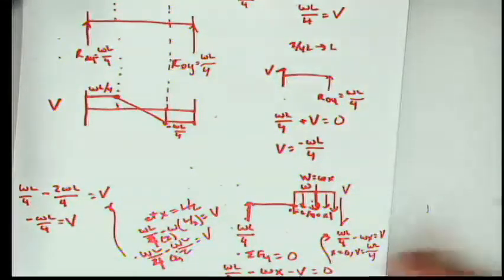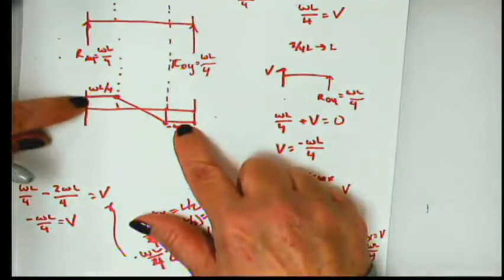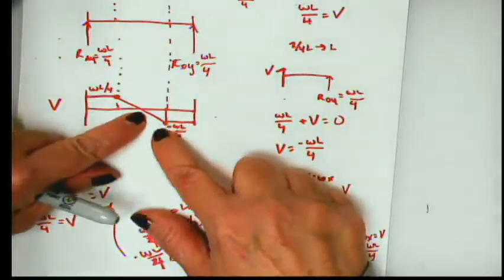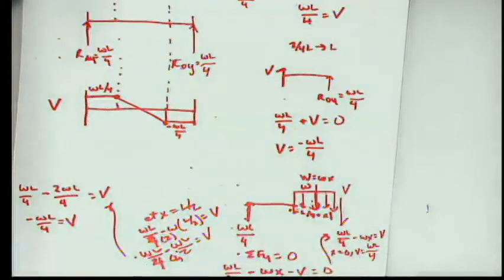And so I can see everything about this curve. I can see where my maximum shear is. I can see where my 0 shear is. And I can see how it changes across the length of the beam. Right. So do you guys have any questions about that? It's a lot and takes a while.